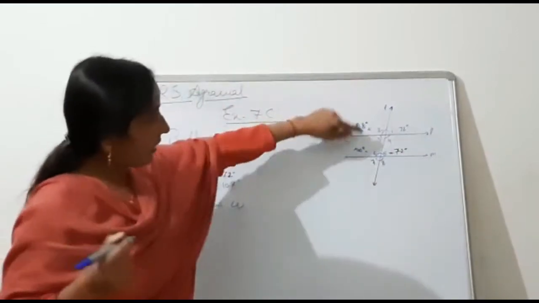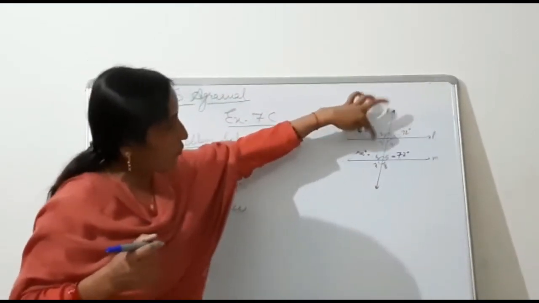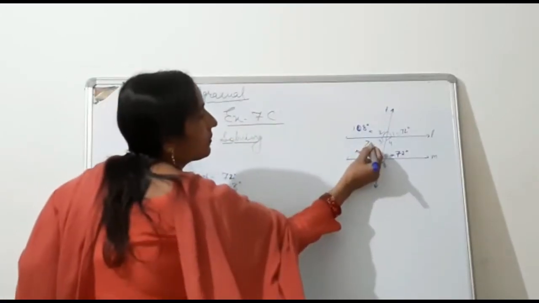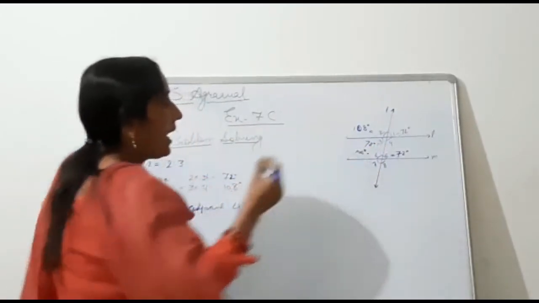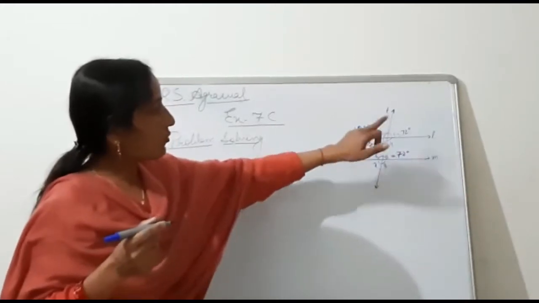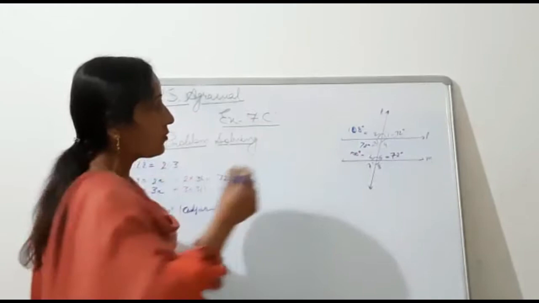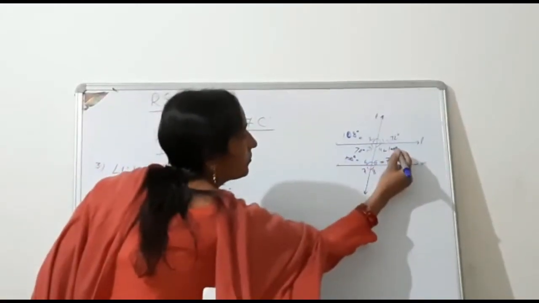Now angle 3 is equal to angle 1. Both are vertically opposite angles. So angle 3 will be 72 degree. Okay. And angle 4 is equal to angle 2. Both are vertically opposite angles. So this will be also 108 degree.